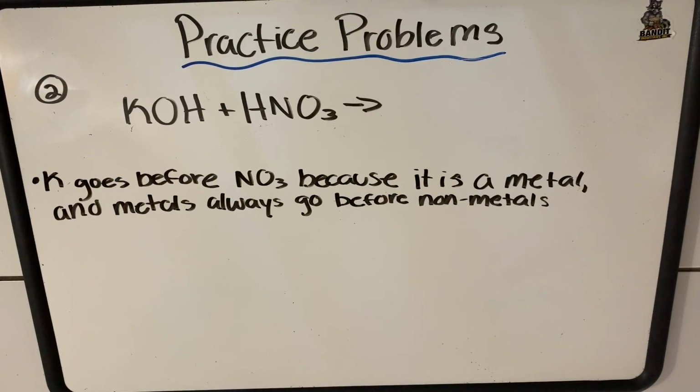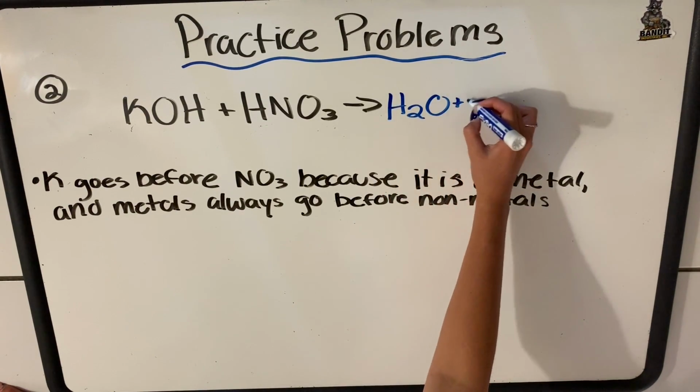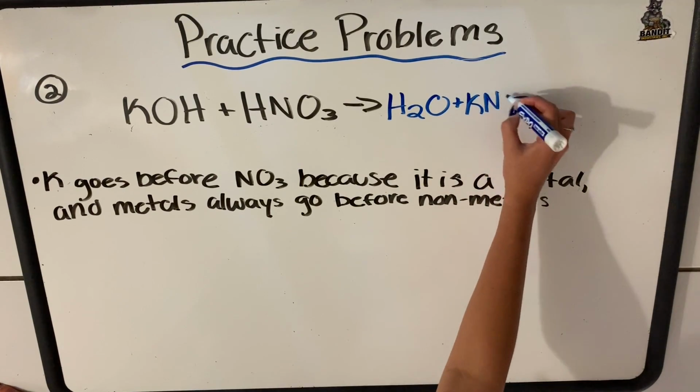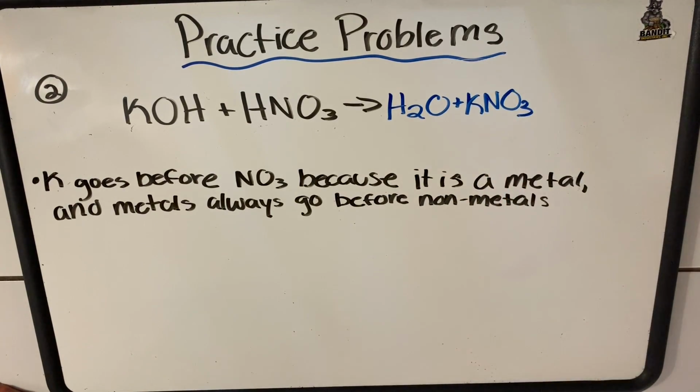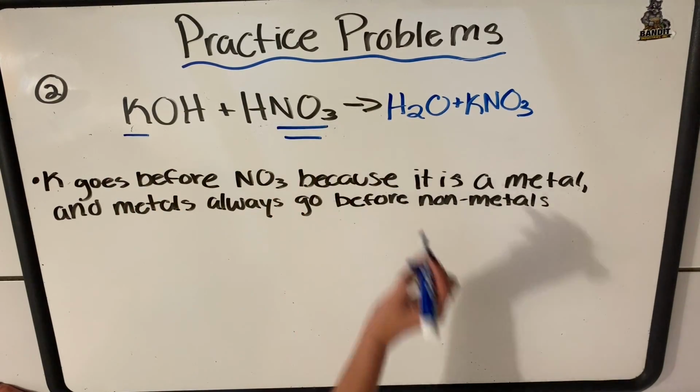Our second practice problem, KOH plus HNO3. As mentioned before, H2O will always be a product. Therefore, the product will be H2O plus KNO3. K goes before NO3 because it is a metal, and metals always go before non-metals.